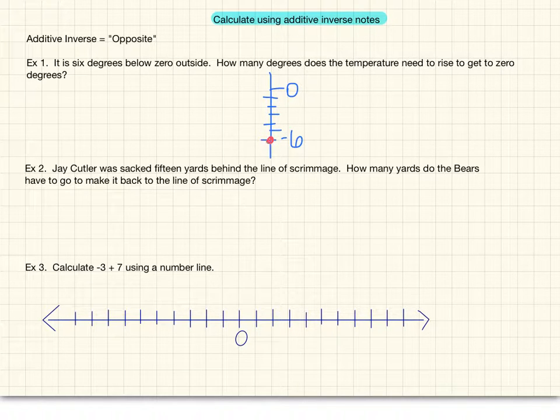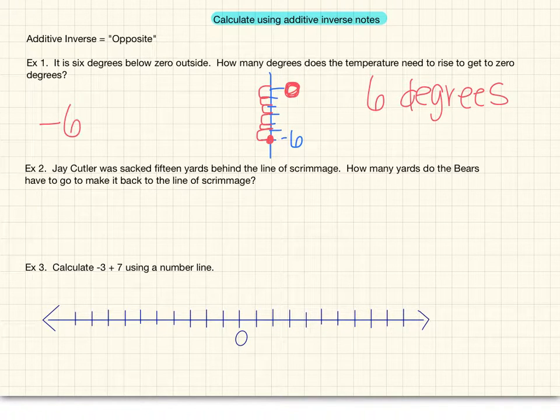So we start at the -6 here, and to get back up to 0, we would have to go 1, 2, 3, 4, 5, 6 units to get back to the 0 that we were trying to get to. So how many more degrees does the temperature need to rise to get to 0? That would be 6 degrees. Okay. And again, that's because when we have additive inverse, we know that -6 plus a +6 would be equal to 0. Okay? Let's look at another example.